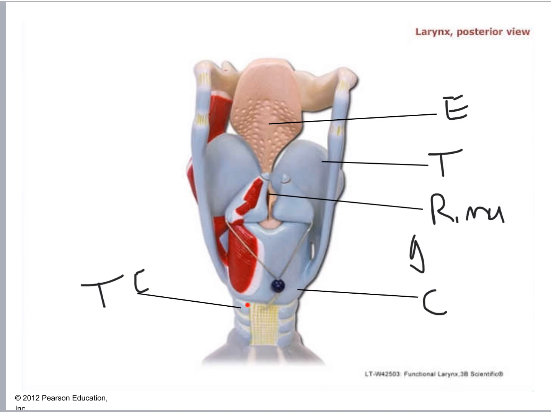All right, so we have thyroid cartilage right here, epiglottis right here, thyroid cartilage, it's pointing right here. I could also point right over here either way, but that's all thyroid cartilage. And then right here is the rima glottidis. And then right here is the cricoid cartilage. And it does go all the way around to the front.